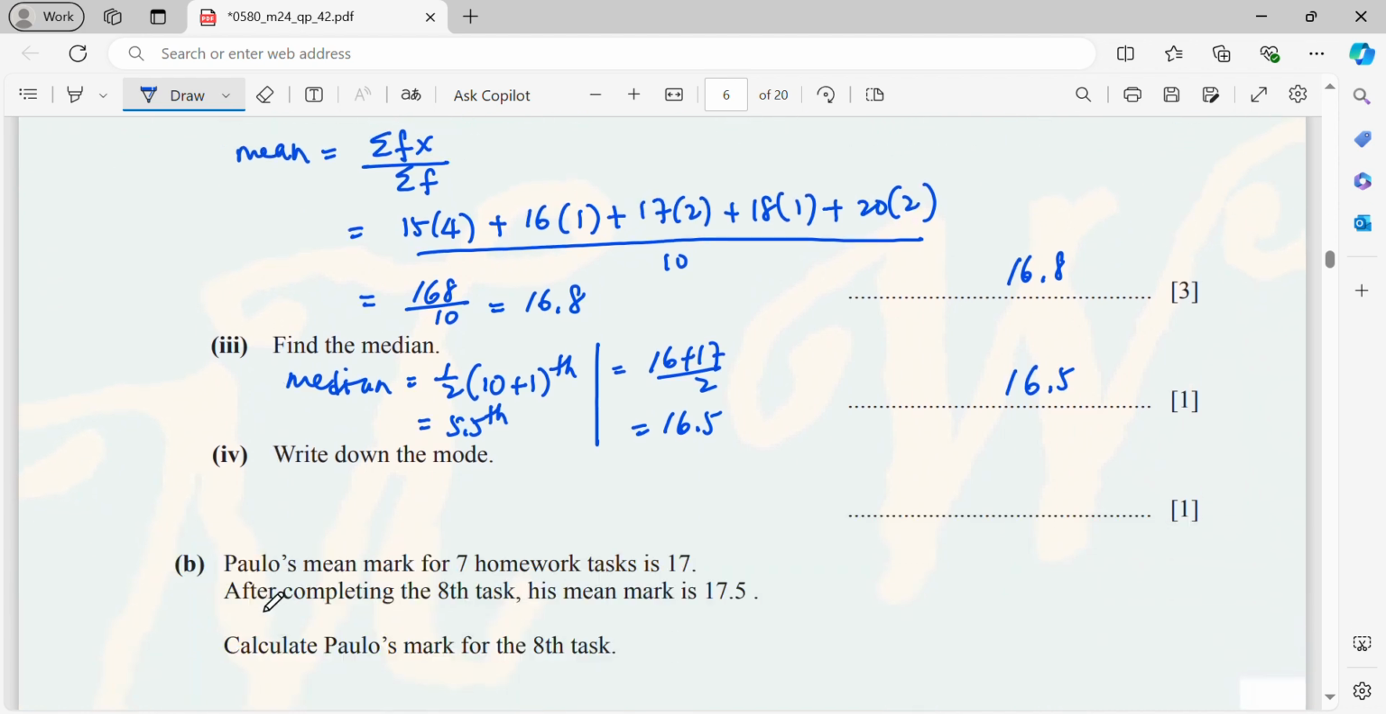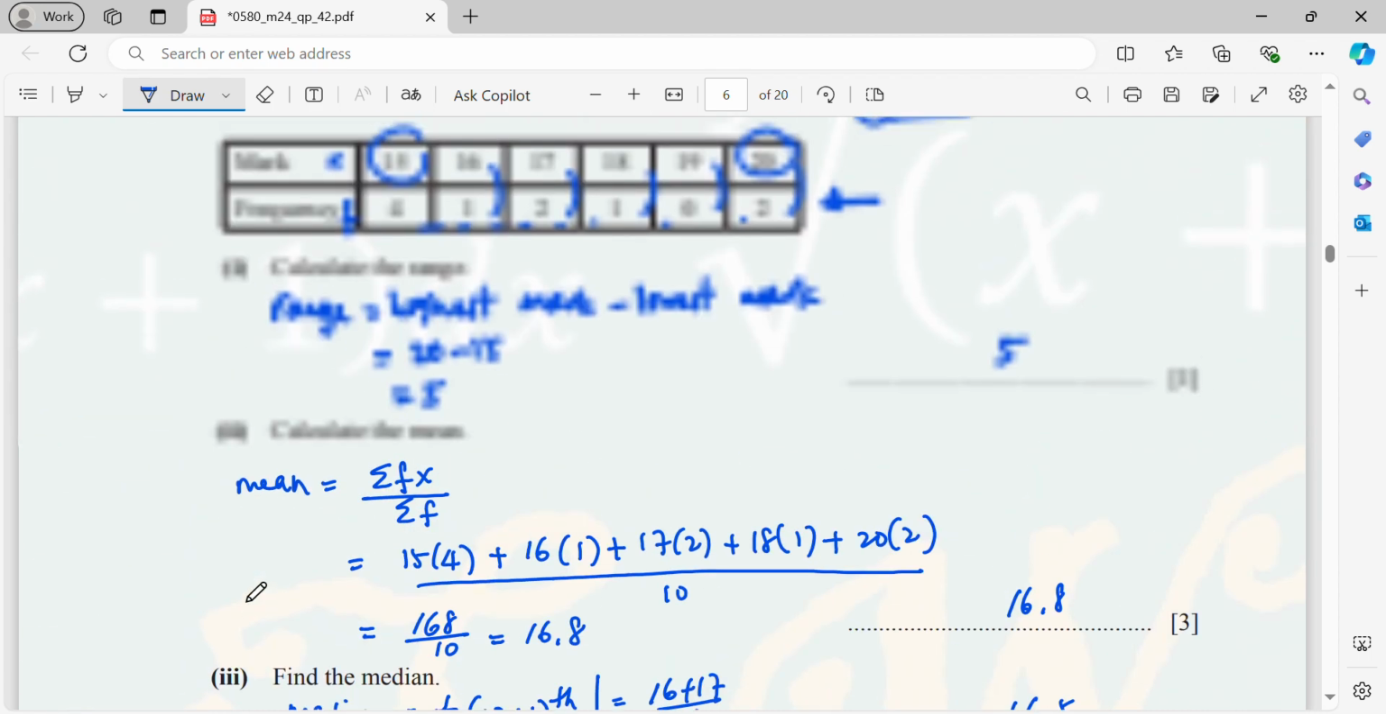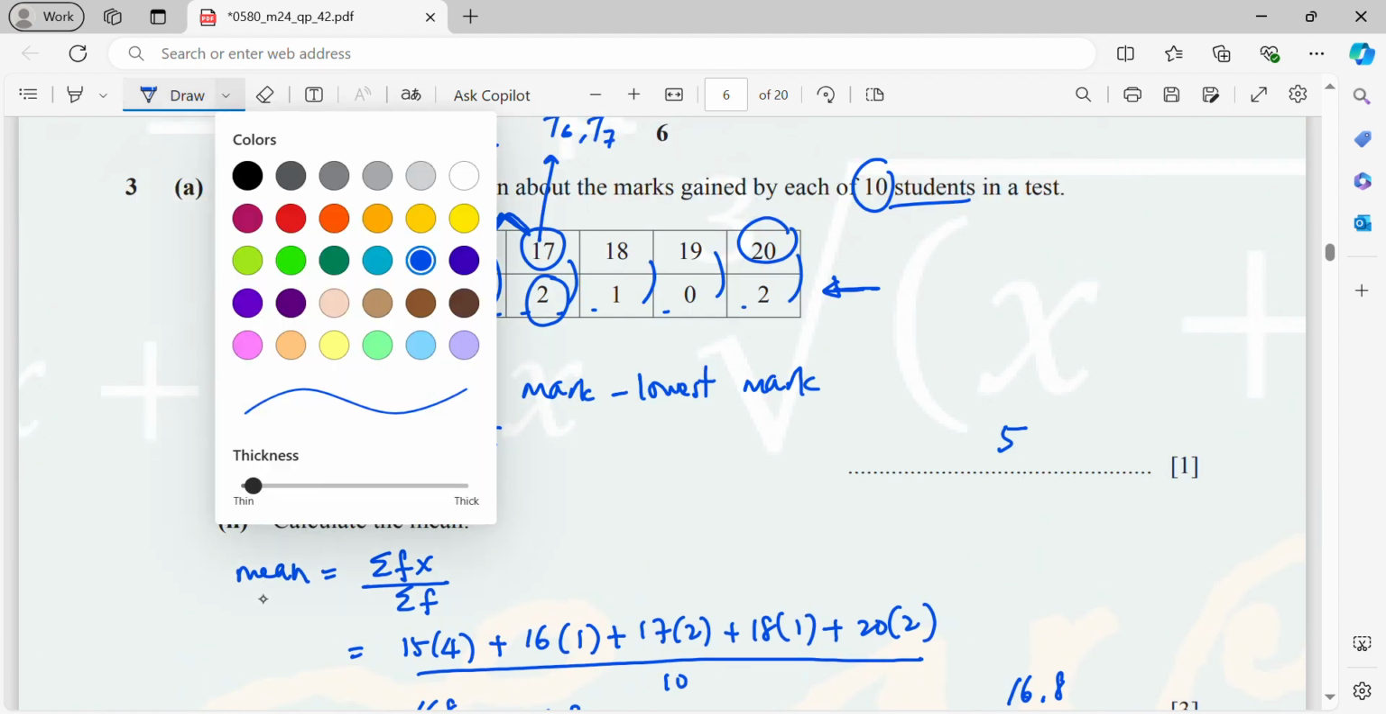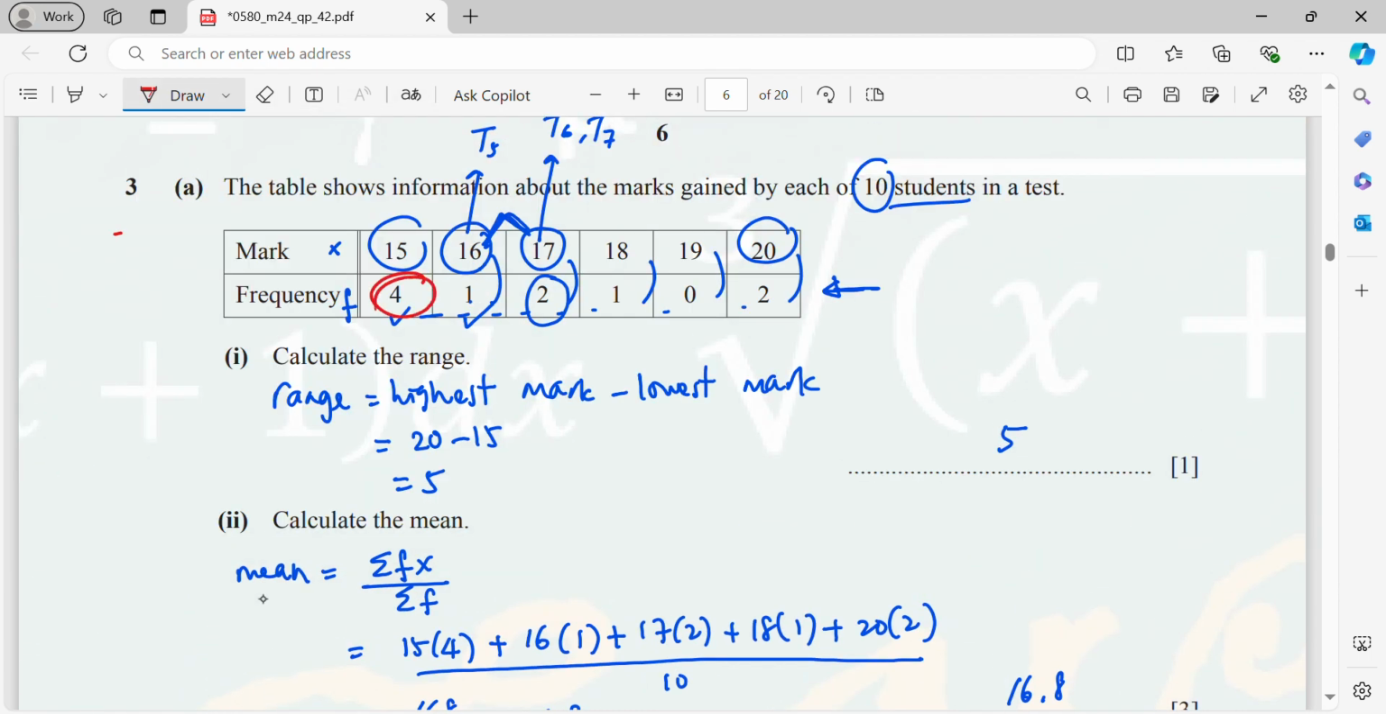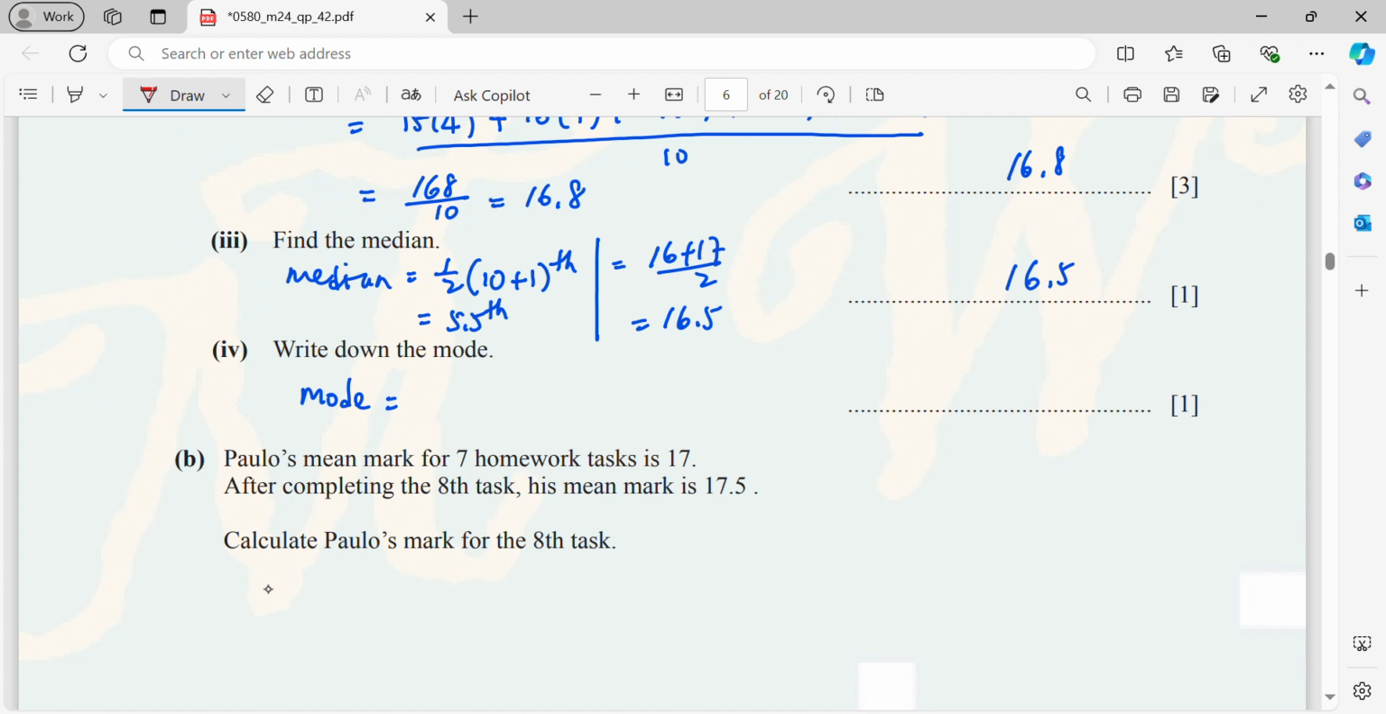Okay, now part 4, write down the mode. Mode is basically the value with the highest frequency. So now look at the table. Highest frequency is 4, and then the value is 15, so the mode is 15. So here I will write this is equal to 15. Okay, now solve for all these parts.